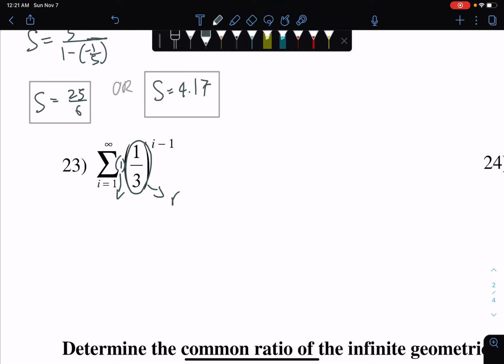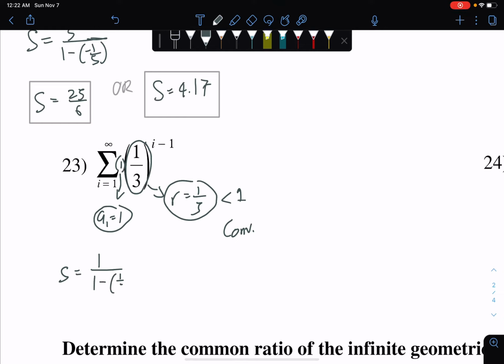So R is equivalent to 1 over 3. A sub 1 is equivalent to 1. So we know that 1 over 3 is less than 1, so it converges. So S is equivalent to A sub 1 divided by 1 minus R. In that case, S is equivalent to 3 over 2. There you go.